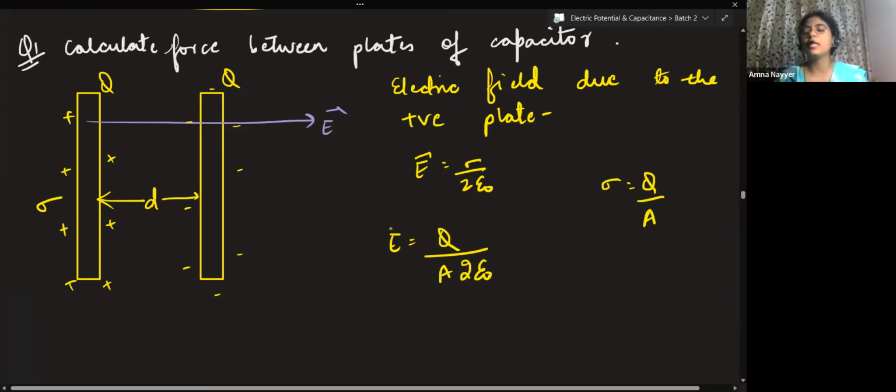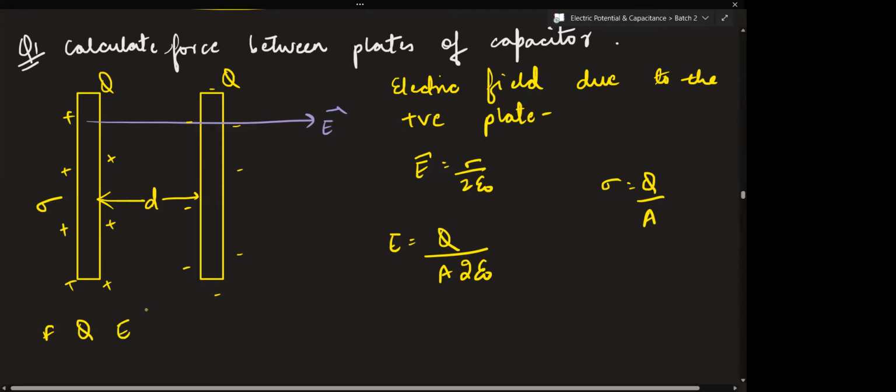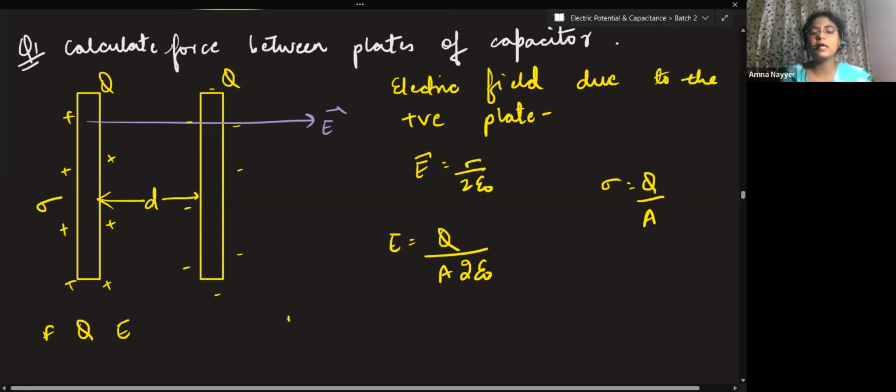Can anyone tell me the relationship between force, charge, and electric field? Yes, what is the relation between force, charge, and electric field? You can use E is equal to F by Q. If E is equal to F by Q, then definitely F is equal to QE. Now, since we are calculating the force on minus Q, that's why I'm putting a minus sign.